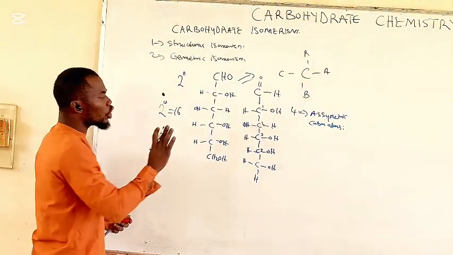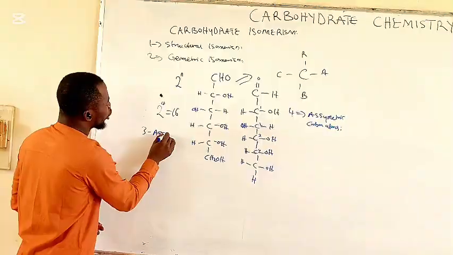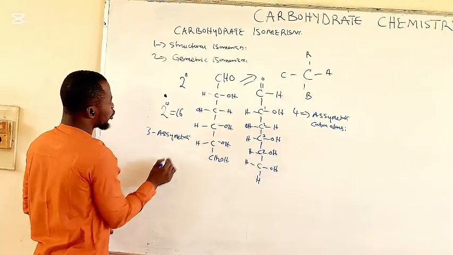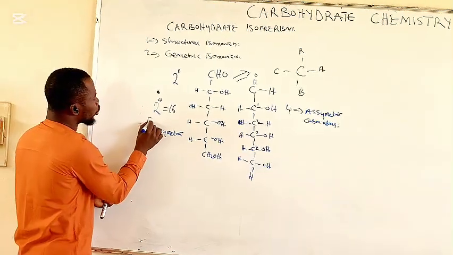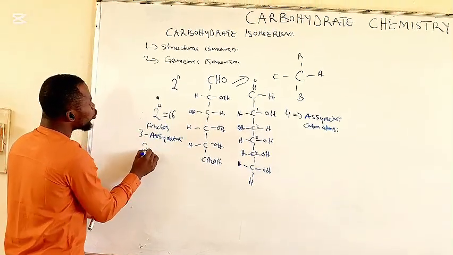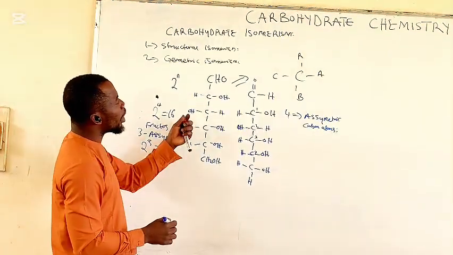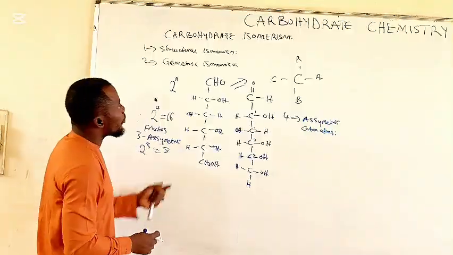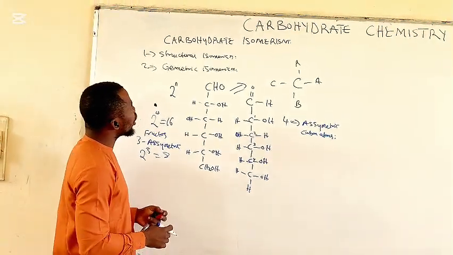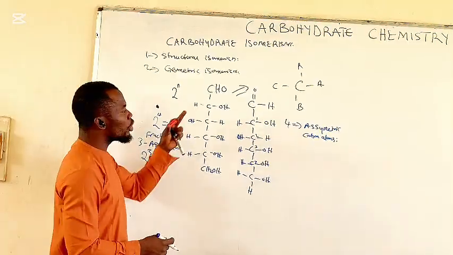Again, if you look at the structure of fructose, it has 3 asymmetric carbon atoms. So the possible isomers of fructose will be 2 raised to the power of 3, which is 8. So this is how you will know the number of isomers a molecule is likely to have. In a nutshell, carbohydrates exhibit isomerism due to the presence of asymmetric carbon atoms.